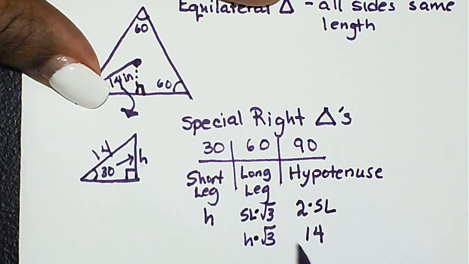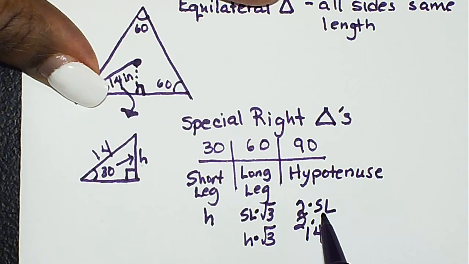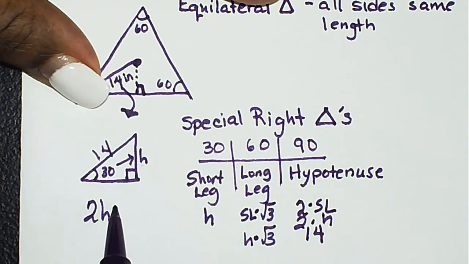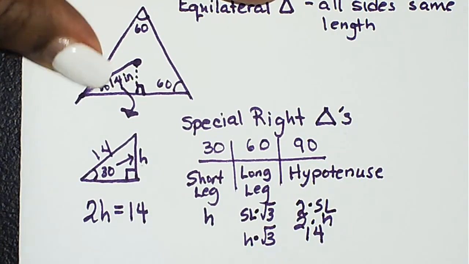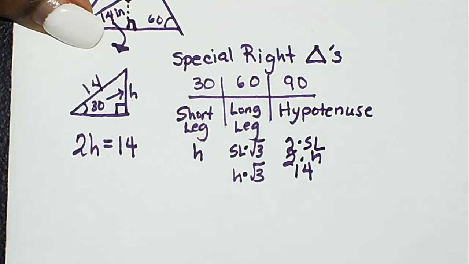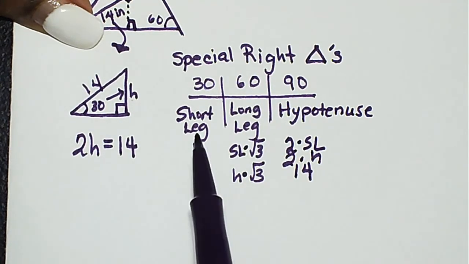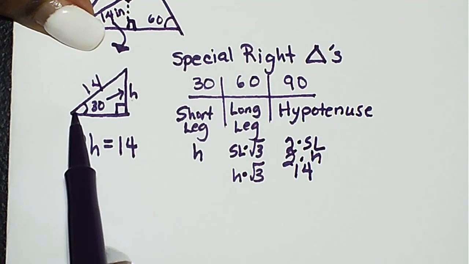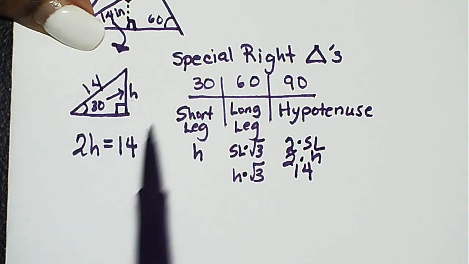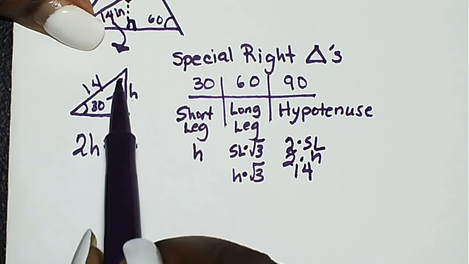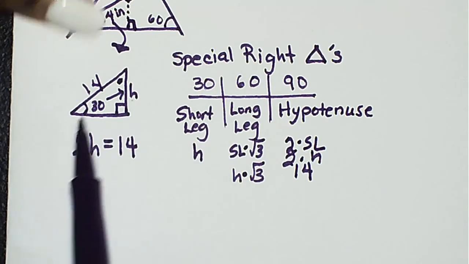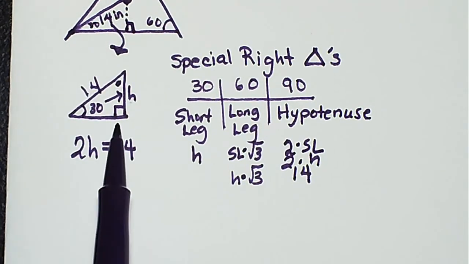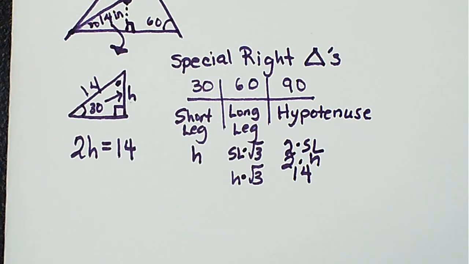So what do we have and how are we going to find it? This is the same thing as saying 2 times H, because that's my short leg. So let's find what H is. 2H is equal to 14. I'm using all these letters, so it may be confusing. The short leg is H because that's the side opposite that angle. This is going to be 60 because 60 plus 30 plus 90 is 180. It's a little triangle inside of a triangle. So I'm breaking this triangle down so I can find the area of this whole polygon, which is a triangle.